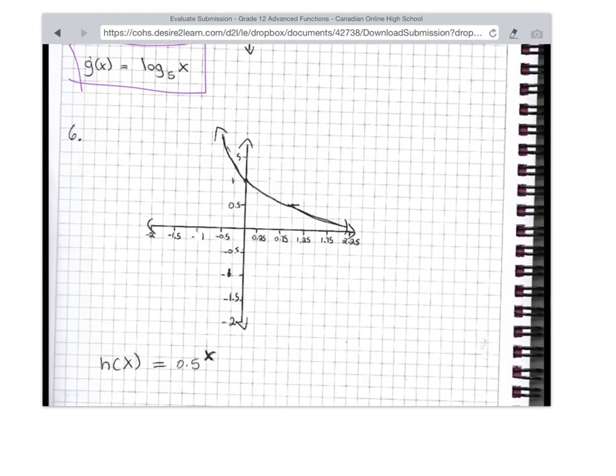Okay, and also a good job on question 6. This function will definitely give that shape and give you the intercept where they stated. And so that looks really good.